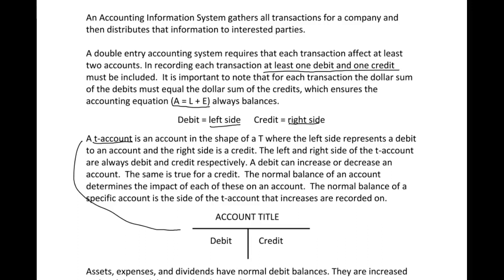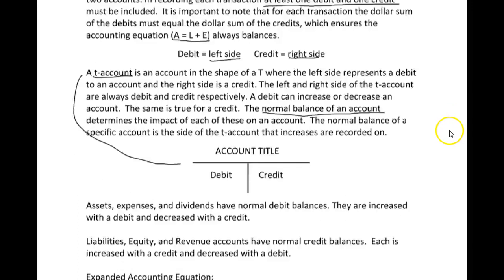All right, so the key thing that we need to learn is the normal balance of an account. The normal balance determines whether the debit is the increase or decrease and whether the credit is the increase or decrease, right? So the normal balance is very important. Once you understand that, it helps you a lot with your journal entries going forward in this class.